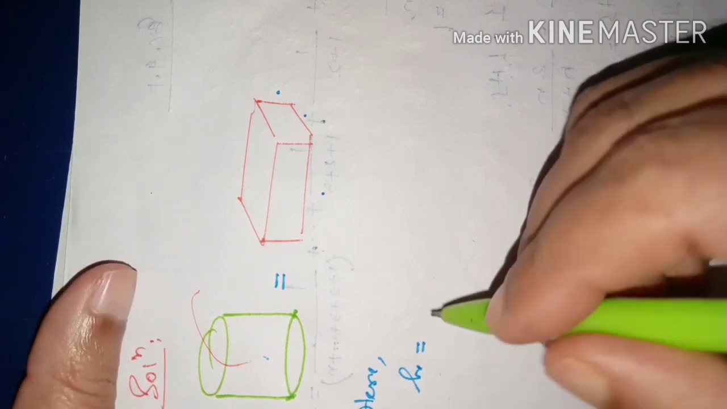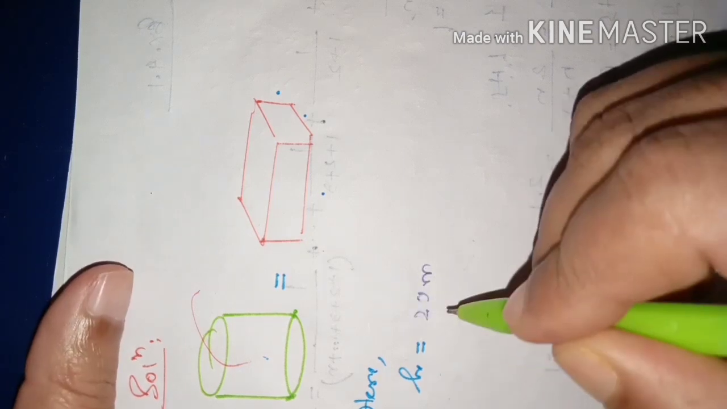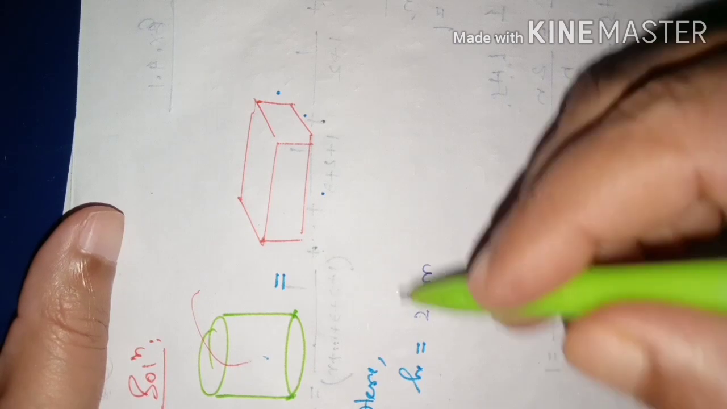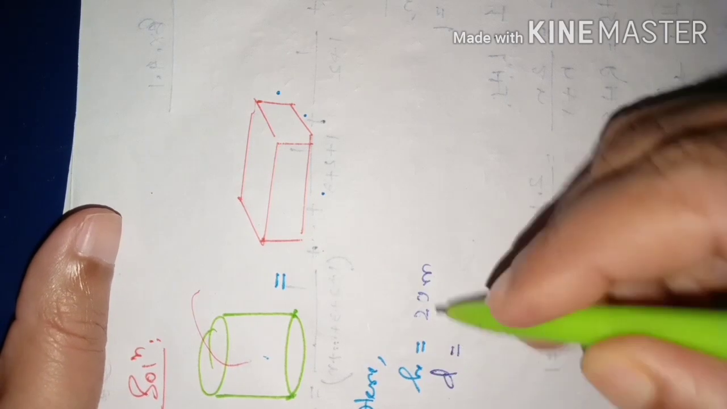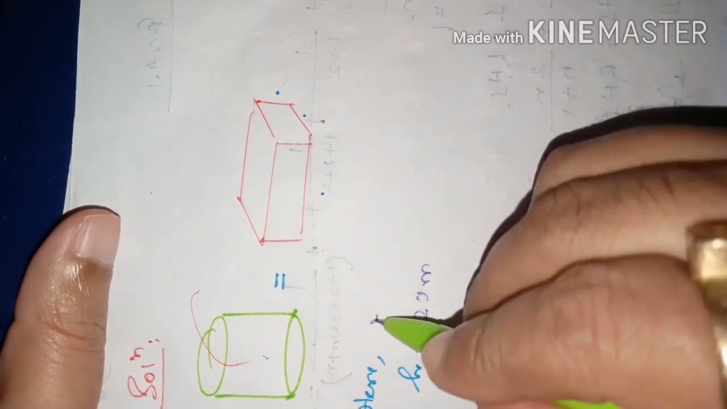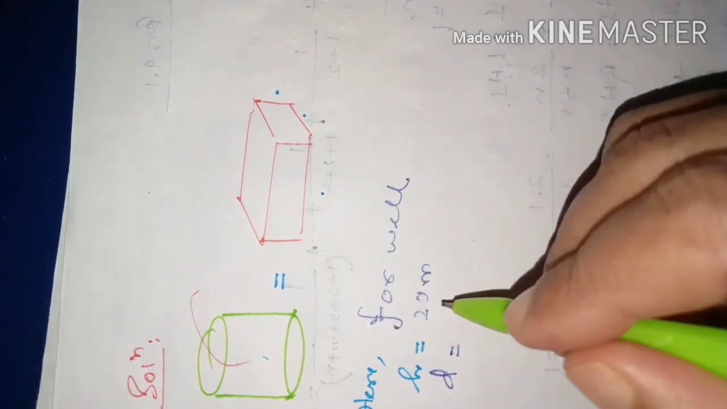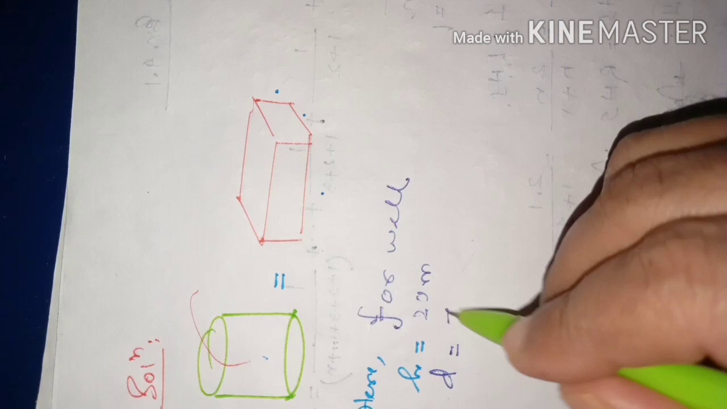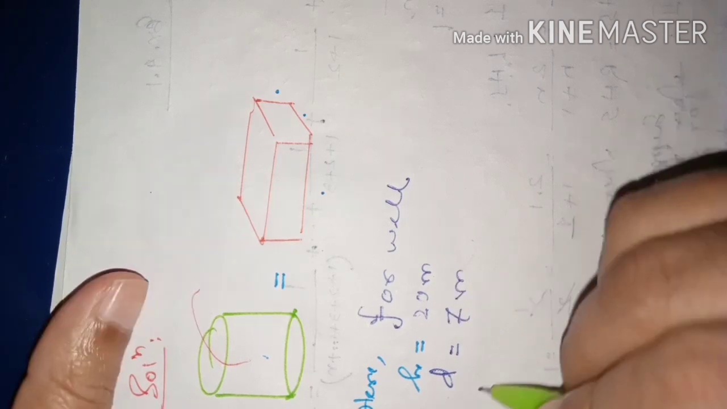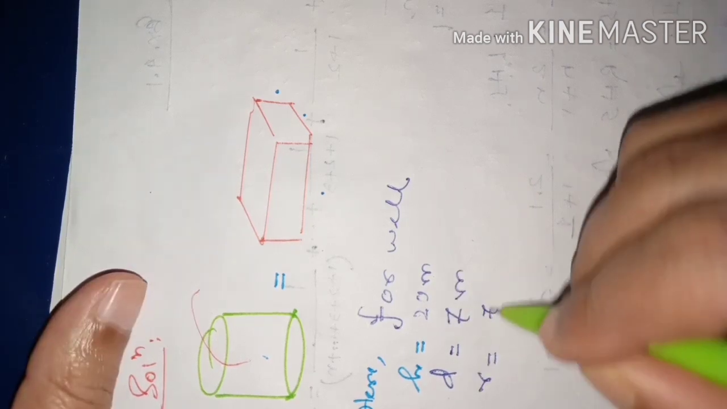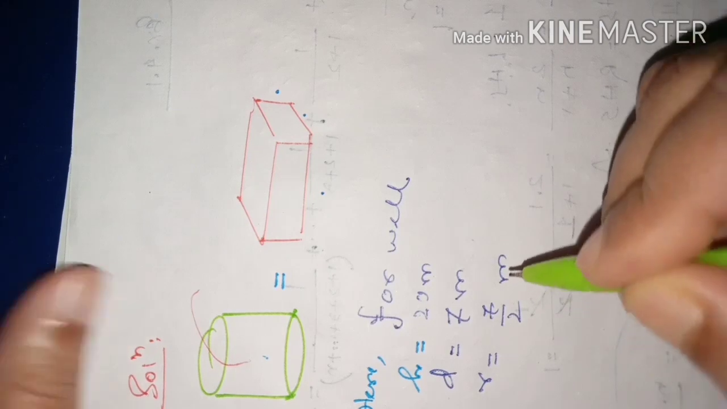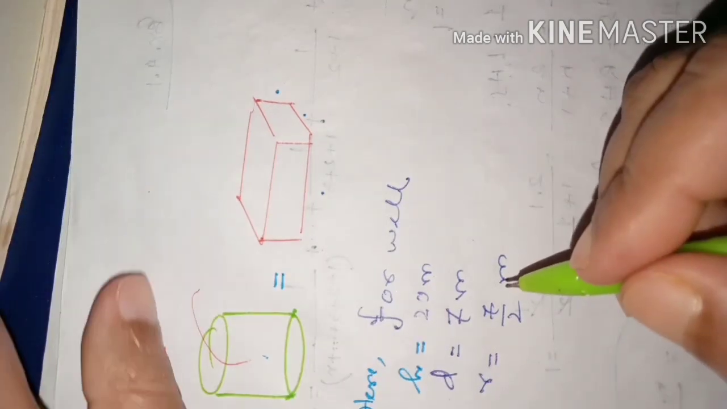Here the depth of the well, that is the height of the well, is given as 20 meter. For the well, h is 20 and the diameter is 7 meter. So the radius will be 7 by 2 meter. Okay, that is the radius.